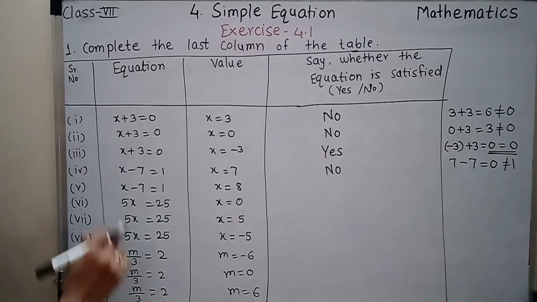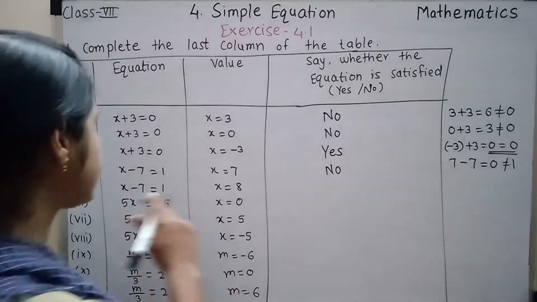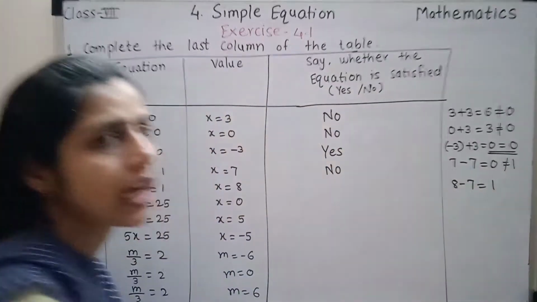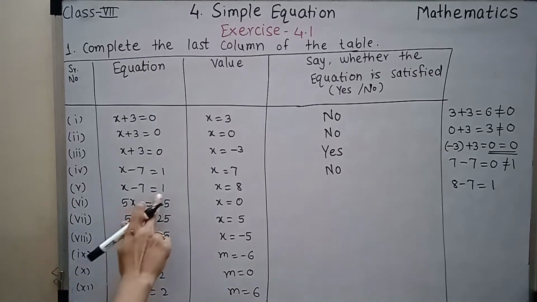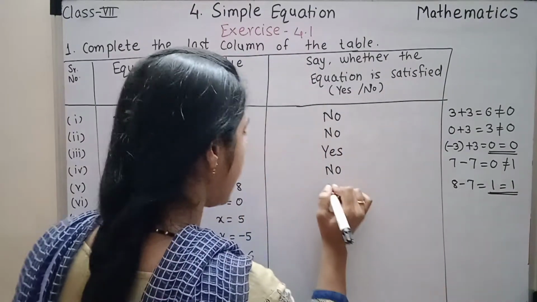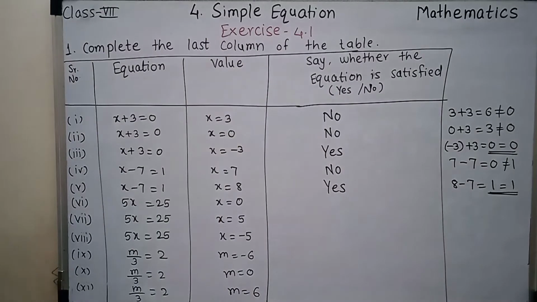कंटिन्यूइंग नेक्स्ट, x minus 7 equal to 1 and x की वैल्यू दी है यहाँ पे 8. तो x की जगह मैं डालूंगी 8 minus 7. So 8 minus 7 किया तो कितना आ गया आपका? 1. And what is the value given on the RHS? 1 only. And these values are equal, and therefore the given value satisfies the equation. For that you need to write yes.